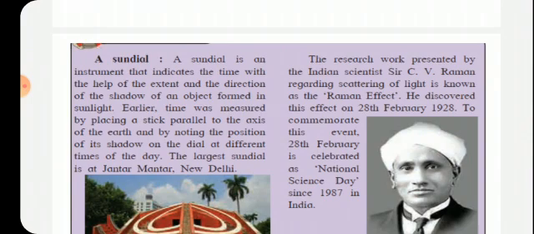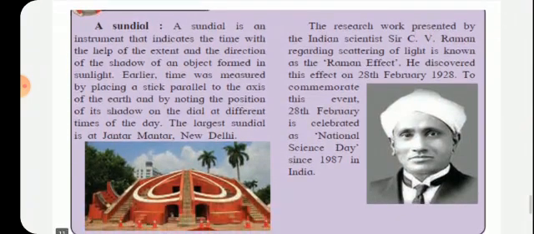So a shadow is formed when sunlight is there, an object is there, and an opaque screen is there. A sundial is made using all these things. Just by placing the stick parallel to the axis of the earth and noting the position of the shadow, the dial was made, which is called a sundial. The largest sundial is seen at Jantar Mantar in New Delhi.